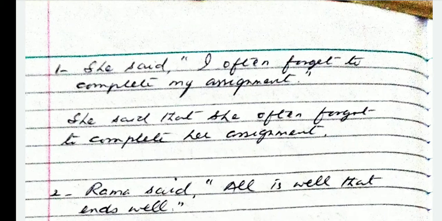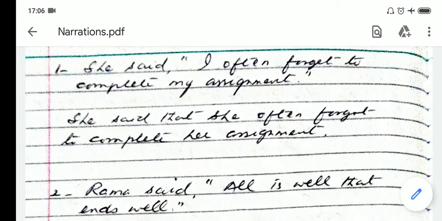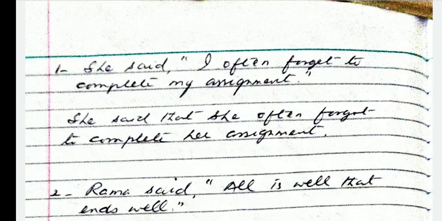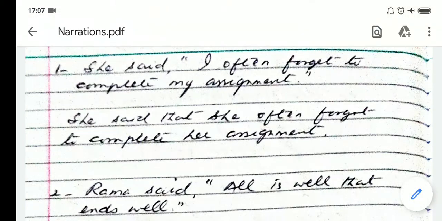Forgot. What do we do in past indefinite? We have learned all the tenses. We simply use the second form of the verb. Previously it was "I often forget," now it will become "forgot." To complete. Complete is another verb, but we will not change complete because it is coming after "to." So whenever a verb comes after "to," we always use the first form of the verb. After "to," we never use any other form than the first form. So you can't say that she often forgot to completed her assignment. No, that will be completely wrong. After "to," we always use the first form of the verb, that will be complete.